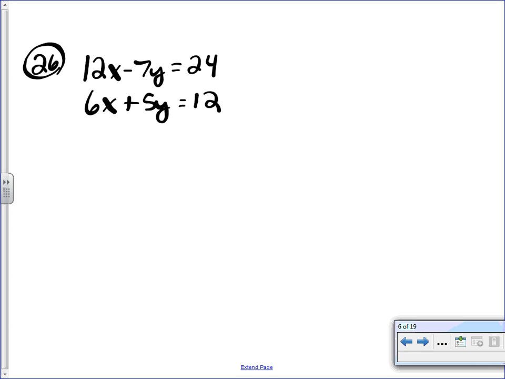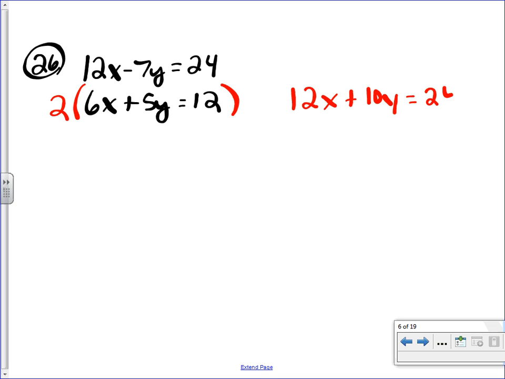Right now, I can't eliminate anything, so what I'm going to do this time is multiply this bottom equation by something. Question is, what are we going to multiply the bottom one with? Which one? 2. We're going to use the 2. 2 times 6x would be a 12x. 2 times 5y is going to be a 10y. And 2 times 12 is 24. I'm not going to touch the top equation. It's going to stay the way it is.